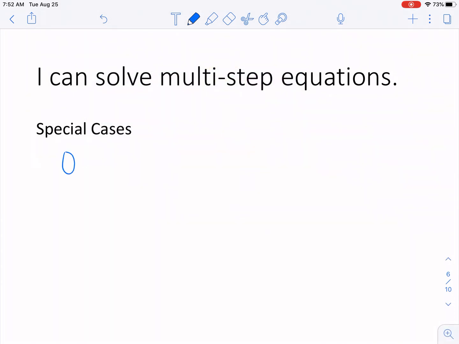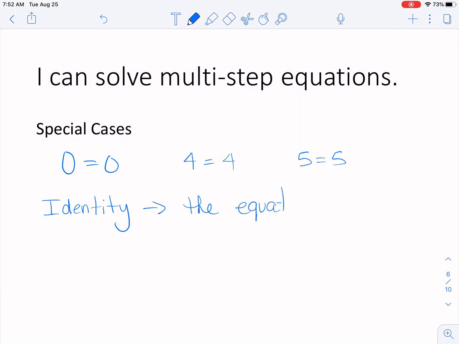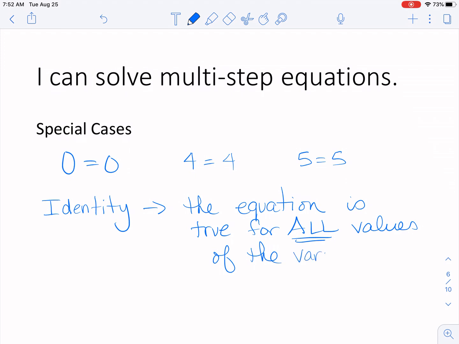If you get 0 is equal to 0, you get 4 is equal to 4, you get 5 is equal to 5. If you get anything that's equal to itself, this is called an identity. And an identity means that the equation is true for all values of the variable. So just a note with those.